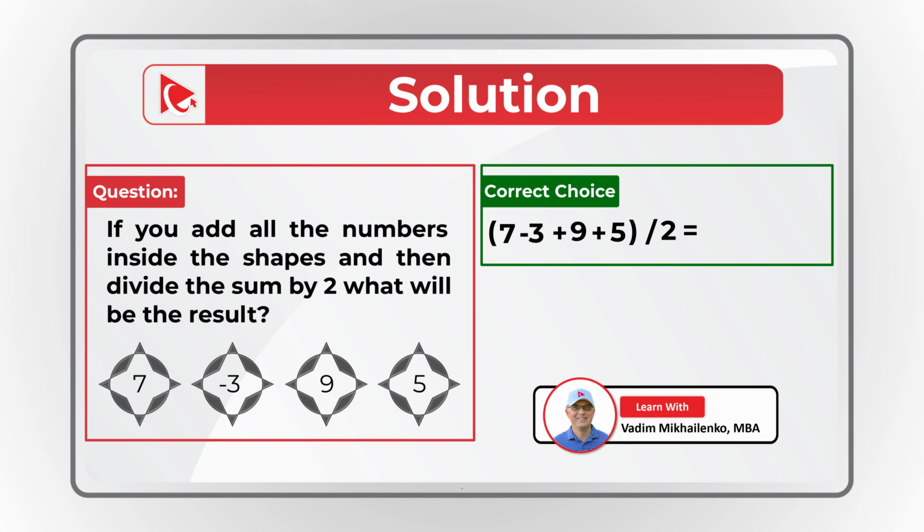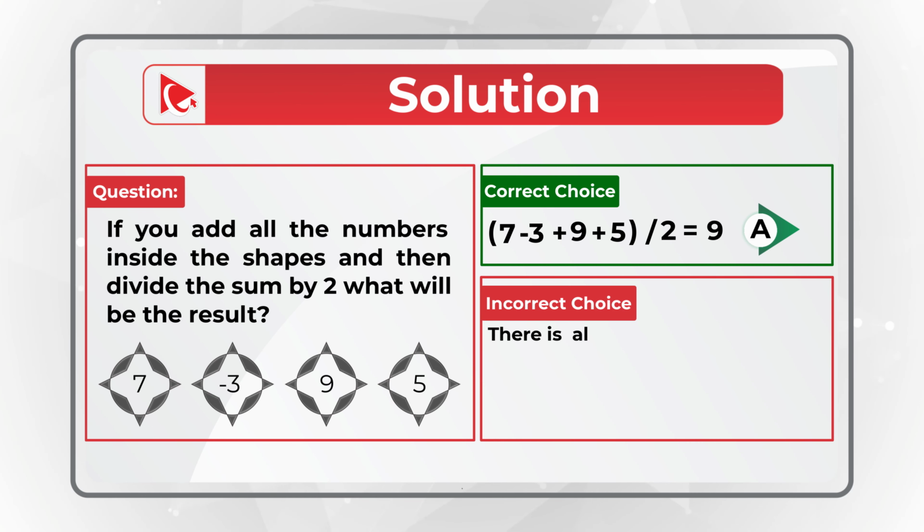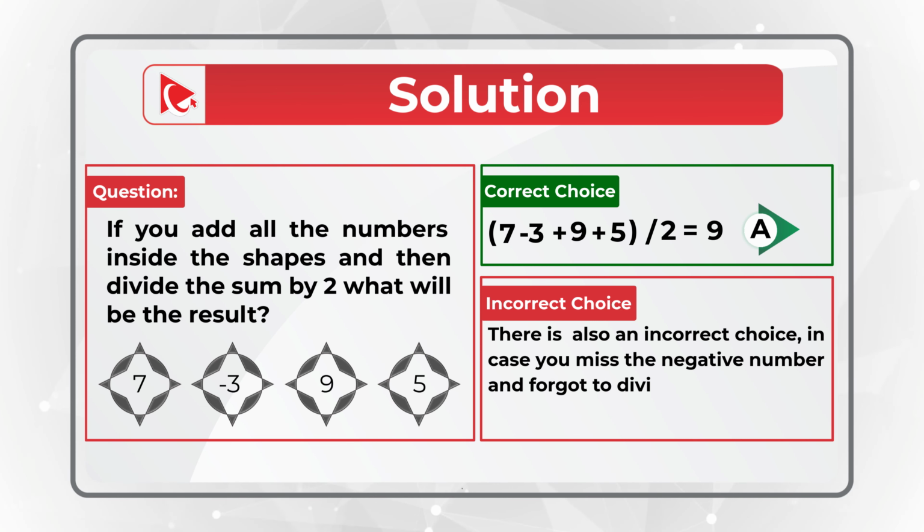The result would be 18 divided by 2, which would be equal to 9. And this is my choice for the correct answer. What's interesting about this question is that there's a lot of ways to get to the incorrect answer. For example, if you forget to divide by 2, there is an answer for that.